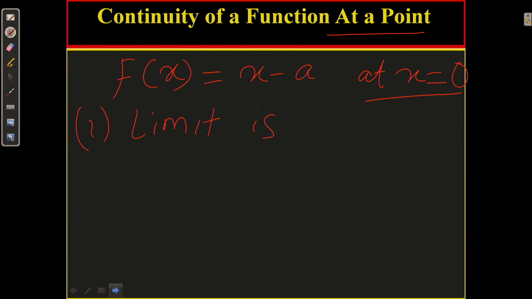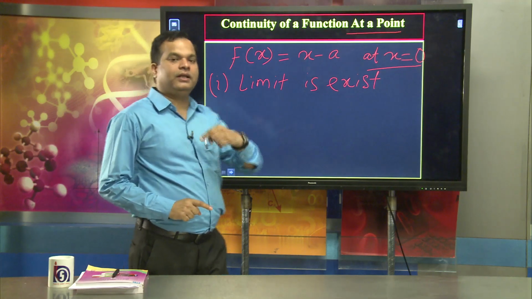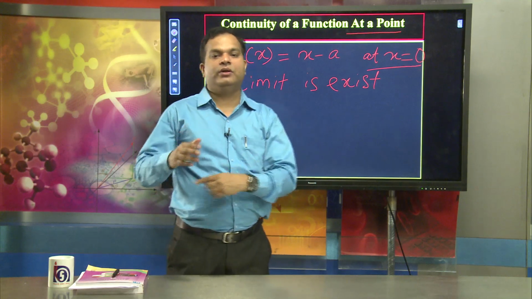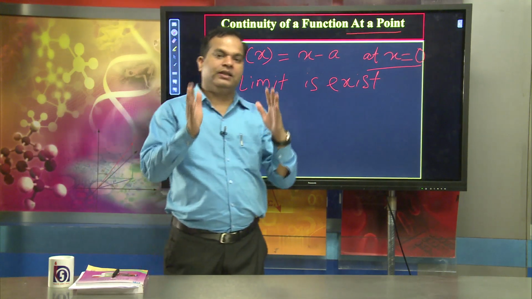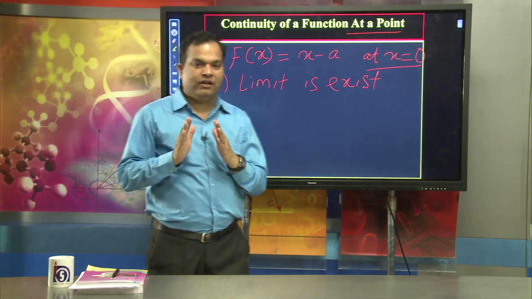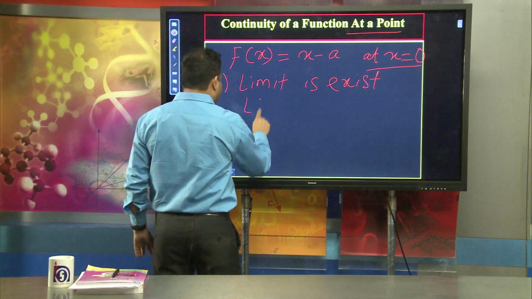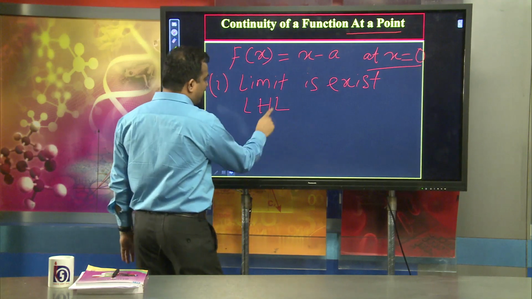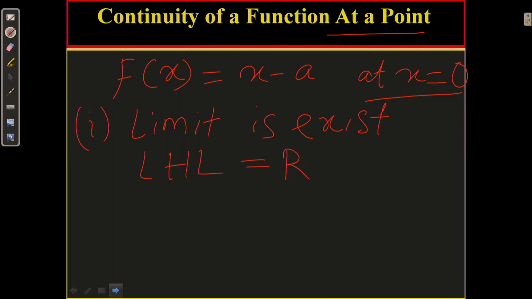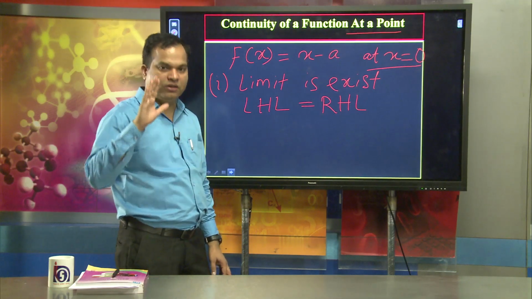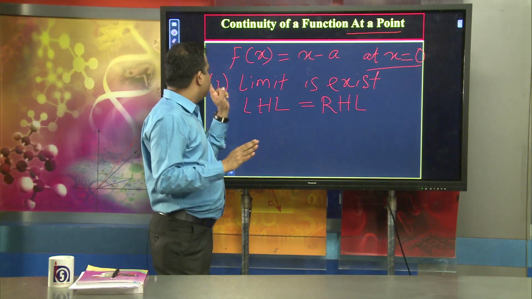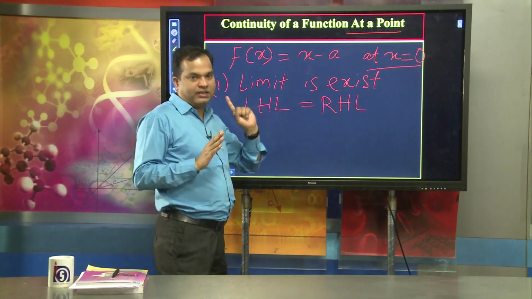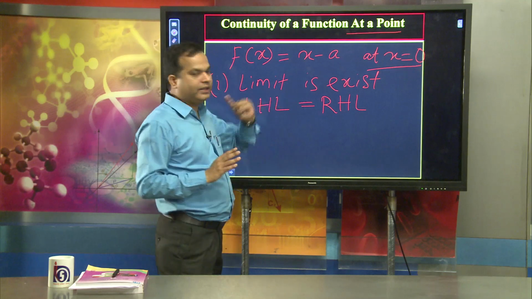The limit exists, and we know that when the limit exists, the left hand limit is equal to the right hand limit. Then we can say the limit of the function exists. So the first condition is LHL, left hand limit, is equal to right hand limit. That means the first condition to show the function is continuous is that the limit exists.